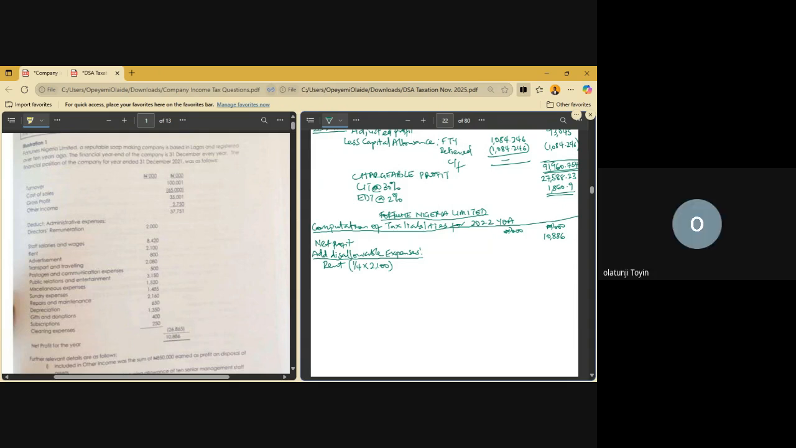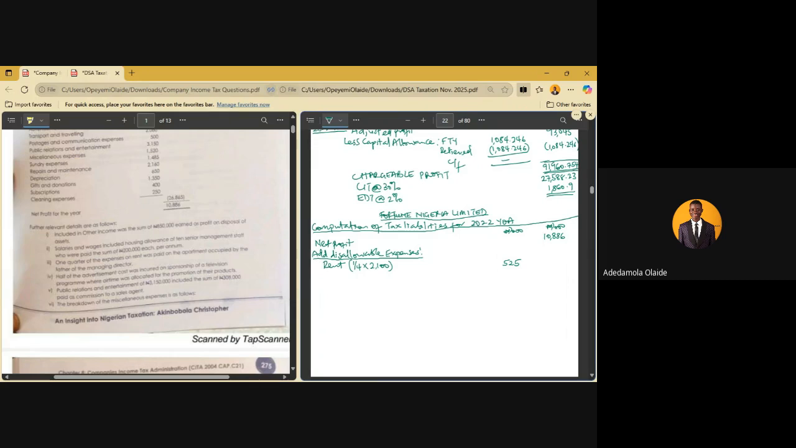Divided by 2080. I want to see the amount of the rent. It's 2,100 divided by 4,000. That is 525. 525. Oh, move to the next one.